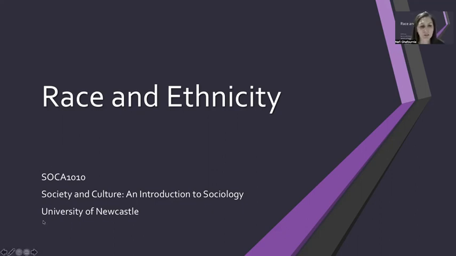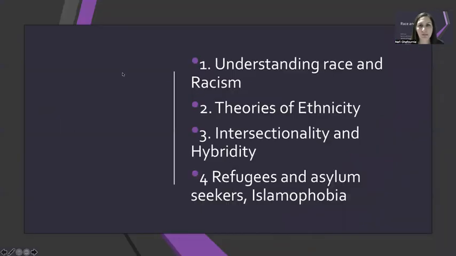So here is a brief outline of the lecture today. You can see the lecture will be split into 4 parts. The first part, we're going to talk about race and racism. The second part, we discuss theories of ethnicity. And in part 3, you are going to be introduced to 2 concepts and theories of intersectionality and hybridity. And part 4, we're going to talk about refugees and asylum seekers and the phenomenon of Islamophobia.